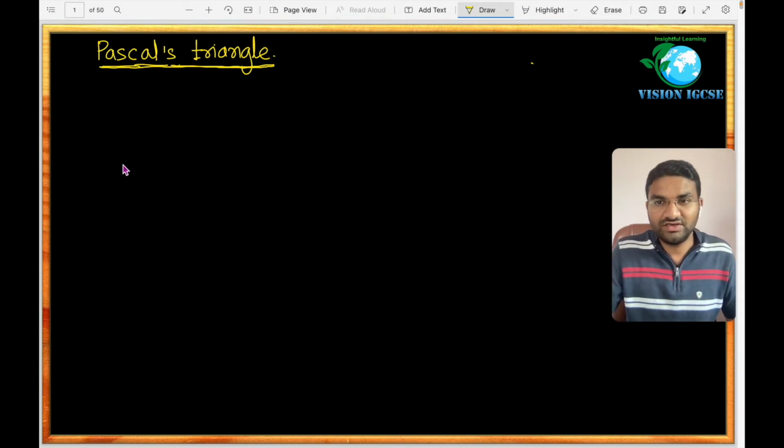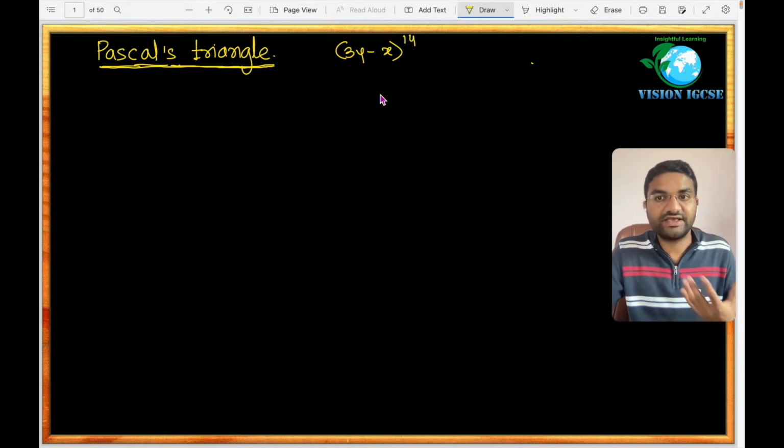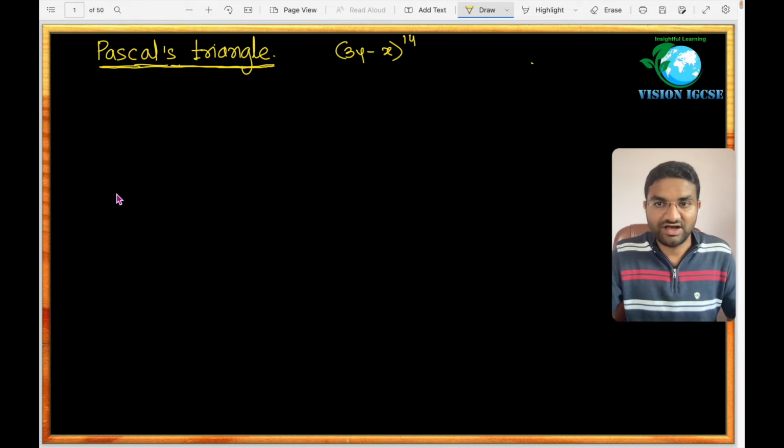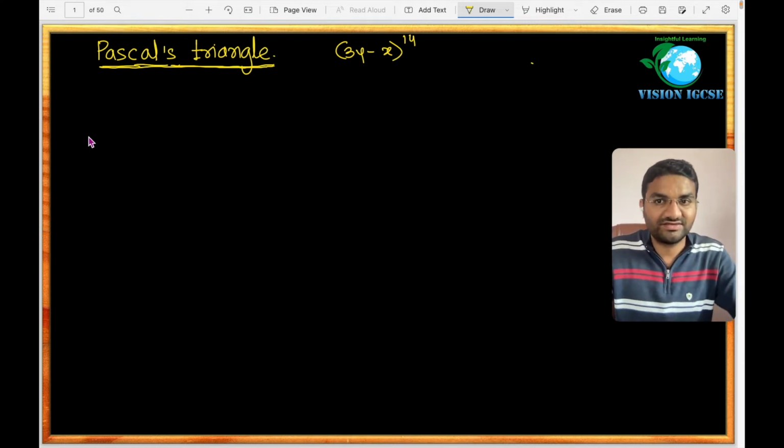Suppose you want to expand, let's say, (3y minus x) raised to 14. How can we expand this one? What coefficients will you get, and how many terms will you get in this expansion? These are the kinds of things we are going to discuss in this class.